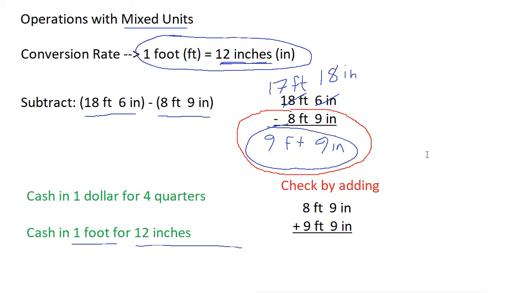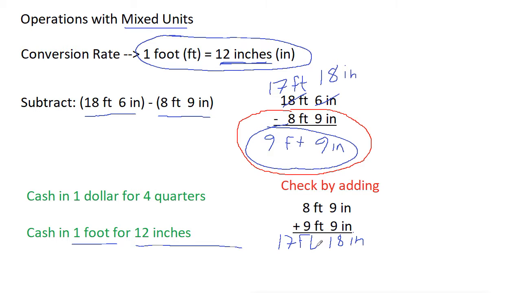Okay, so here I go. My 9 inches plus 9 inches give me 18 inches. Whoops, let me put it in pencil. Give me 18 inches here. 9 inches plus 9 inches is 18 inches. And then 8 feet plus 9 feet will give me 17 feet.